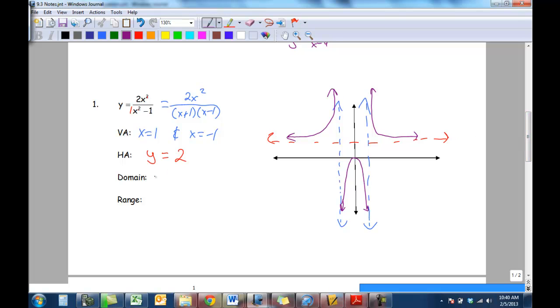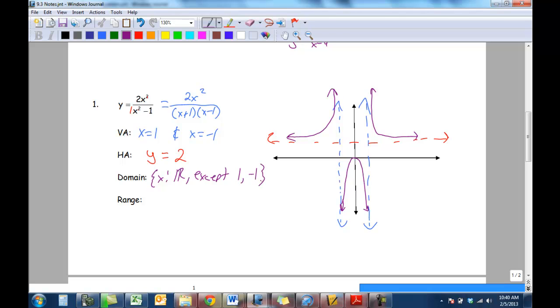So here's the thing. The domain is x is all real numbers except what's not being used. 1's not being used and -1's not being used. There's two numbers that aren't being used for the domain here.